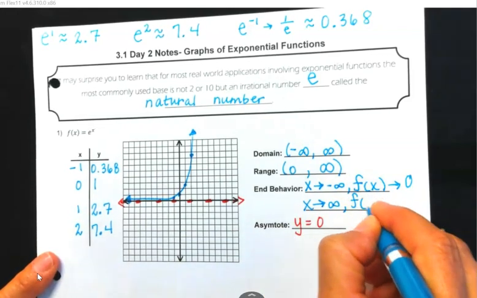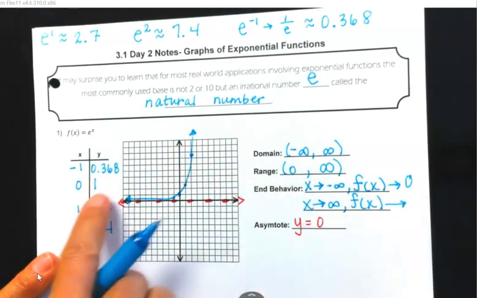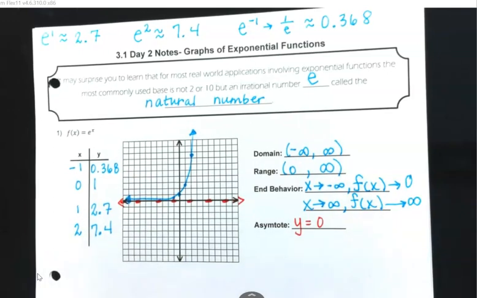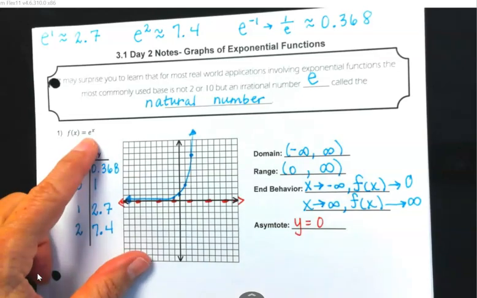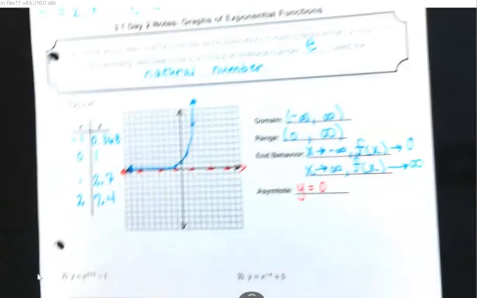All right, now let's talk about the positive infinity arrow. As your x values increase, so do your outputs. So both of them are approaching positive infinity. Very similar to yesterday. The only thing that's changing is we're always going to use the same base. Let's look at number 2.